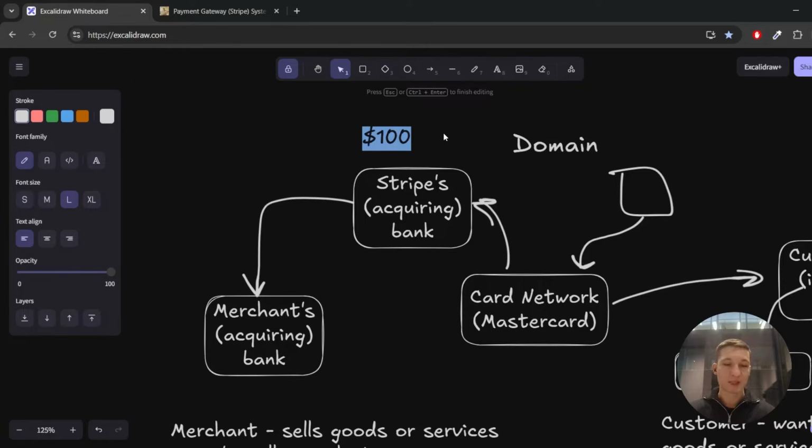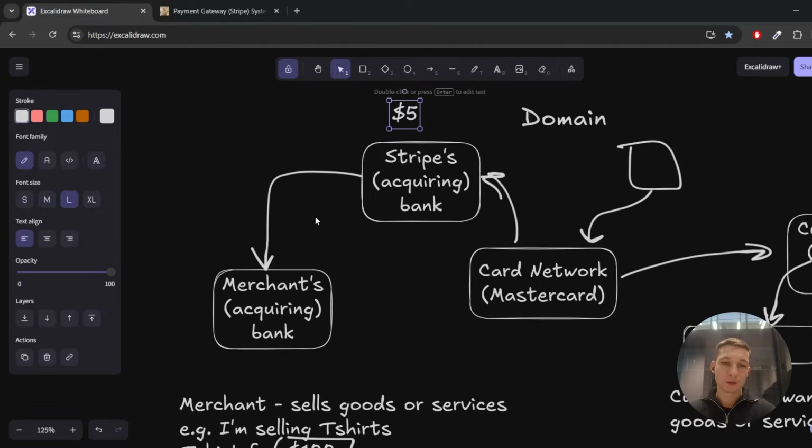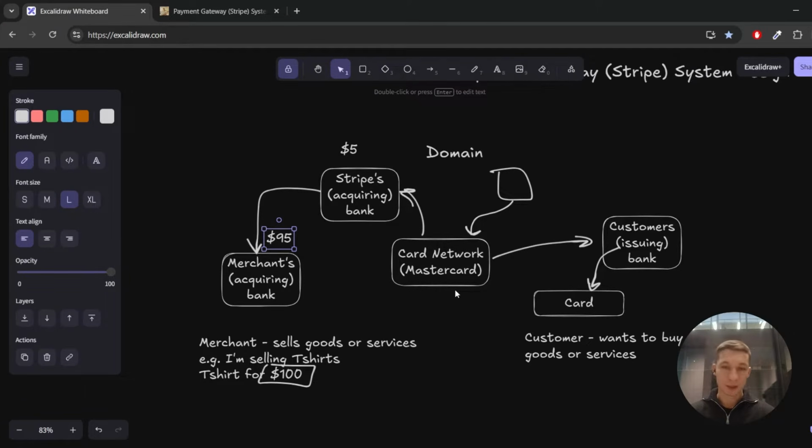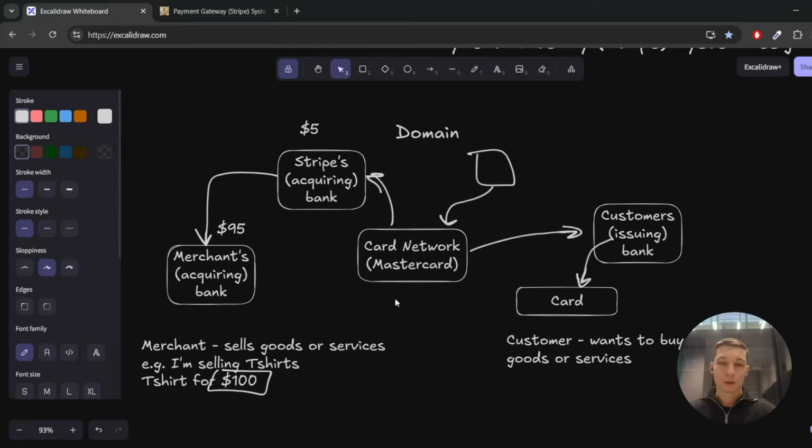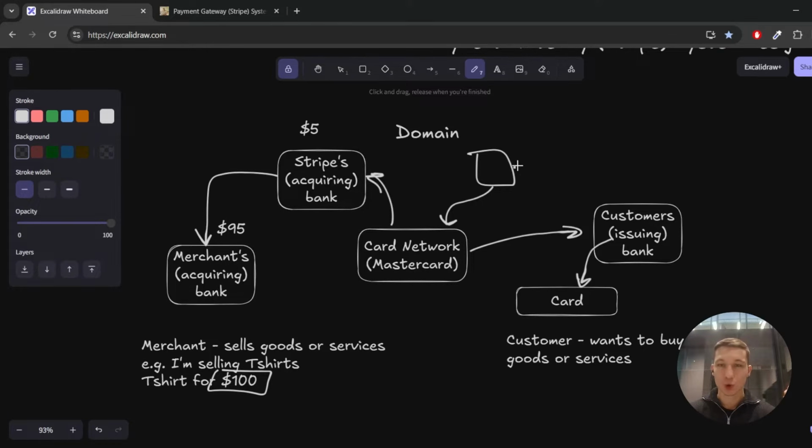Let's say it's 5%, so Stripe leaves 5% for itself, and then it transfers the rest of the money, which is $95, to the merchant's acquiring bank. Everyone happy here. Literally everyone is happy. Now we need a couple of words on how card networks work and why we need to involve them in general. Why Stripe cannot just directly call two banks and transfer money between them.